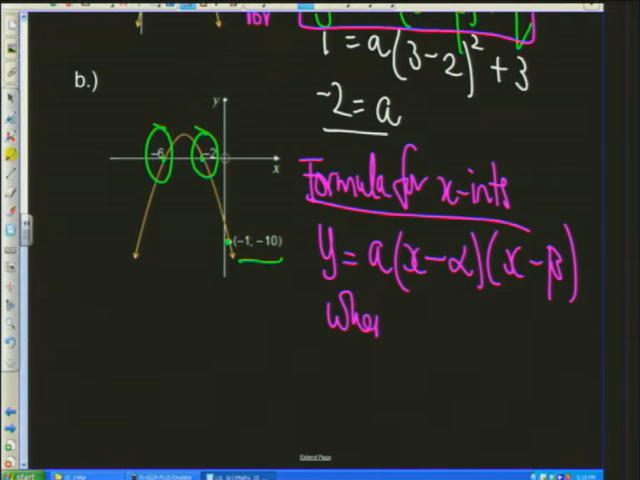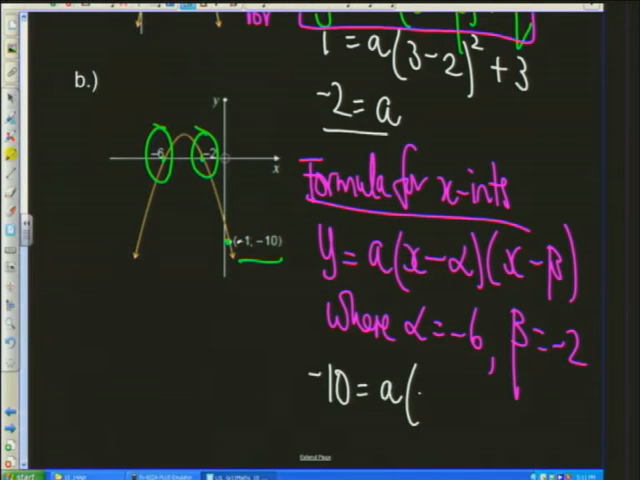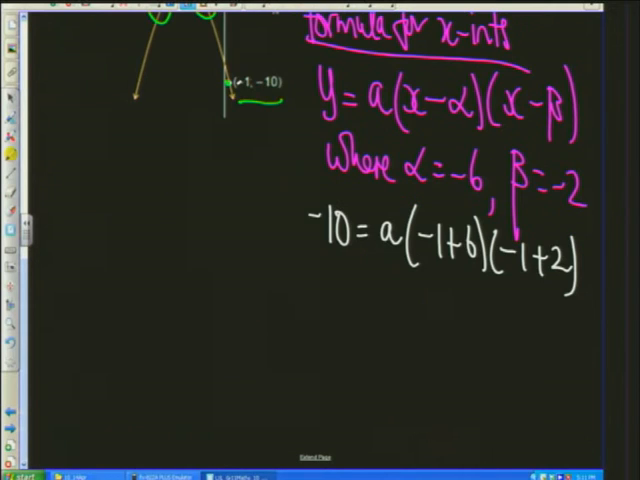Where alpha is equal to negative 6 and beta is equal to negative 2. So alpha and beta are just your intercepts. So now I'm going to substitute in. So I get negative 10 is equal to a, times negative 1 plus 6, multiplied by negative 1 plus 2, and I can now solve for a.